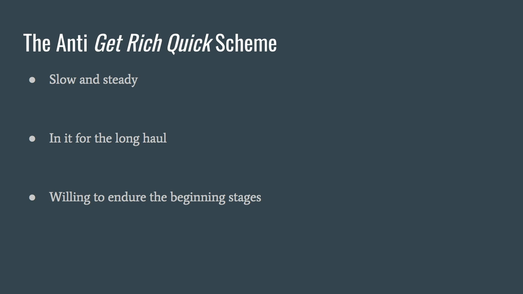So I like to think of this as the anti-get-rich-quick scheme. For one, it's slow and steady. You have to be in it for the long haul, and you have to be willing to endure the beginning stages. So, what do I mean by it's slow and steady?